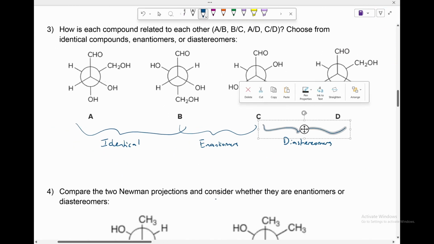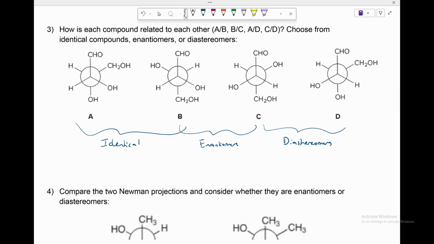Let's look at A and D. Okay. A and D. So, the front carbons look mirrored, the back carbons look the same. So if the back carbons are the same, but the front carbons are not, then they have to be diastereomers, right? Because that would imply that the R and S configuration would be different. Diastereomers.